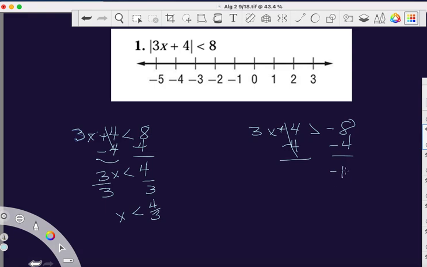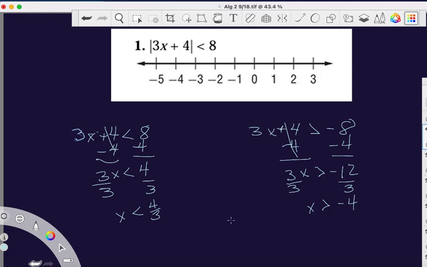Negative 12. It works out because it's divisible by 3. So would it be an and? It does end up as an and, doesn't it? How does it end up in an and? I'll show you. Obviously, same operations. So look what happens. Okay? Negative 4 is less than x, which is less than 4/3, right?